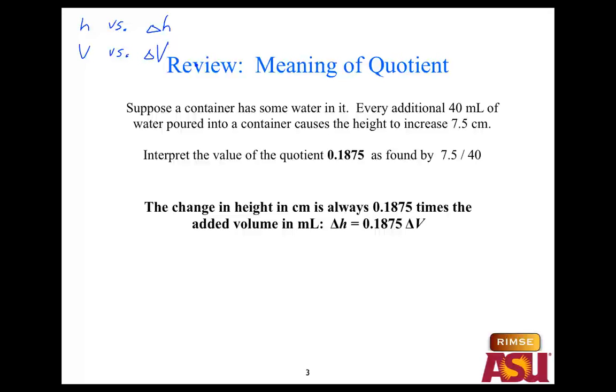Chime in here. What do you think about what he said? I didn't really understand what you said. Okay. What I think it is, 0.1875 is the change between the height and the change in volume. The change between the two changes. Well, not between, but yeah, it's proportional, the change of height to the change of volume. Okay.